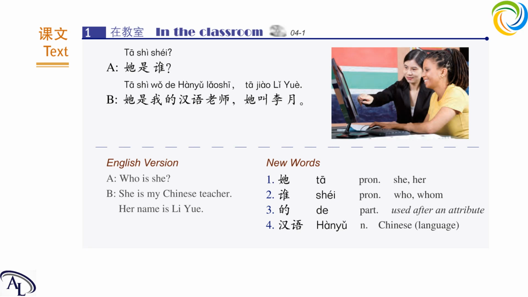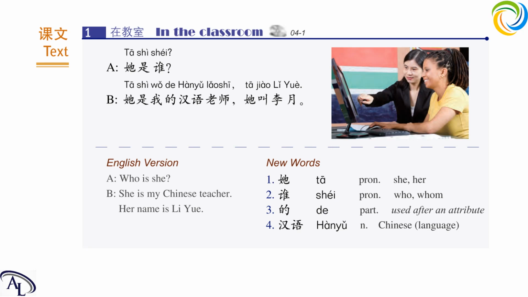Read after me. 的. It is a particle. It means something or someone belongs to something or someone. Okay. It is used after an attribute, which means something belongs to something or someone belongs to someone.